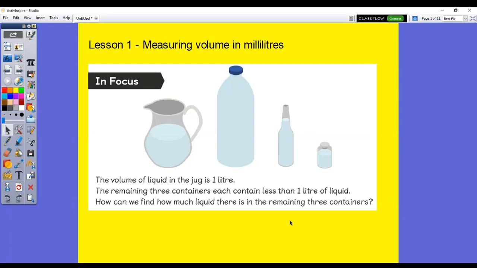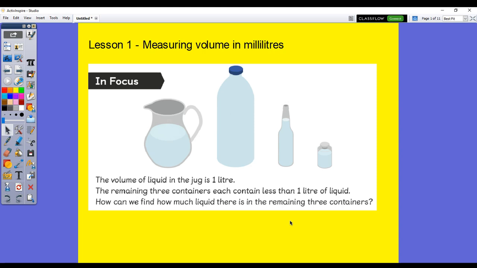So we have finished our measurement unit last week, so we are now going to be moving on to our next unit, which is volume. So we're going to learn how to measure volume in milliliters today. Okay, so the volume of the liquid in the jug is 1 litre.